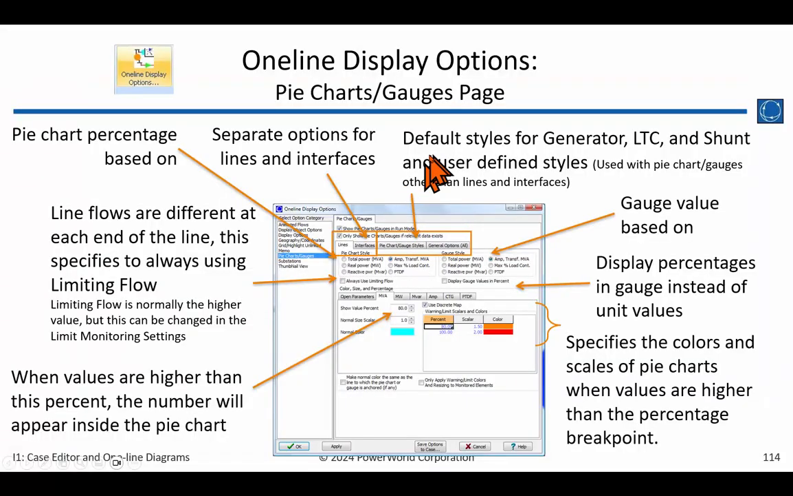So back to the slide for the pie charts and gauges category or page. It shows a little bit more detail, but we certainly covered the highlights as far as what style you select and then how you change the size and the colors and things like that based on the parameter of what's shown in the pie chart.